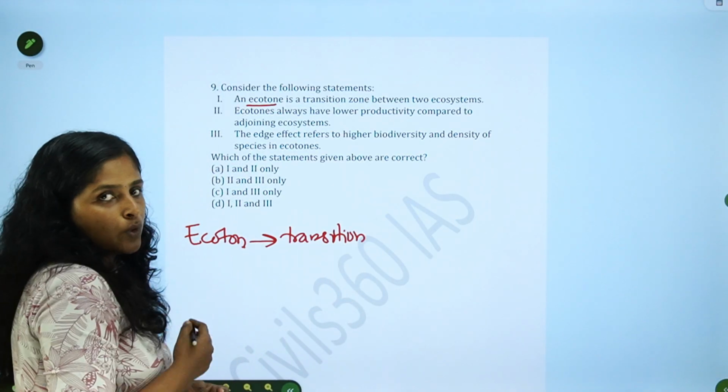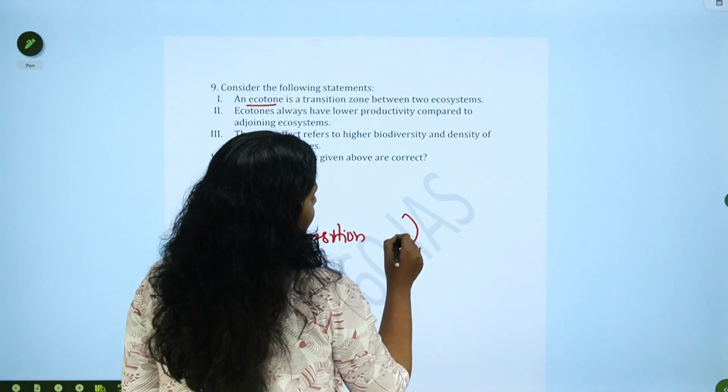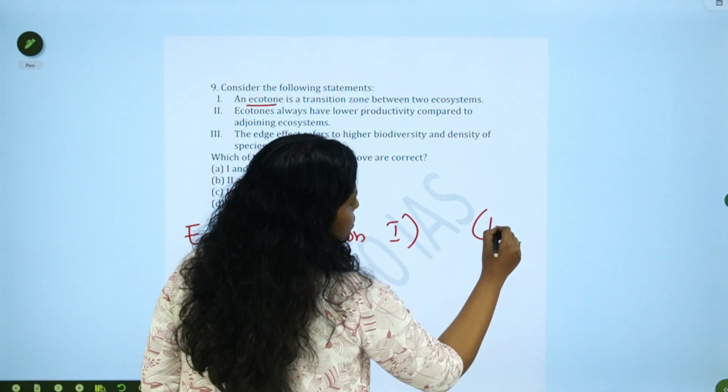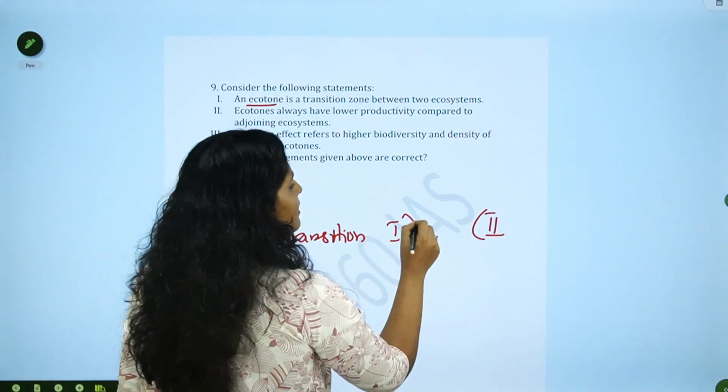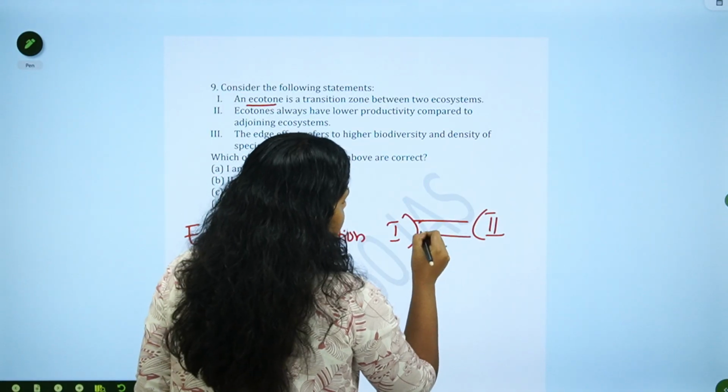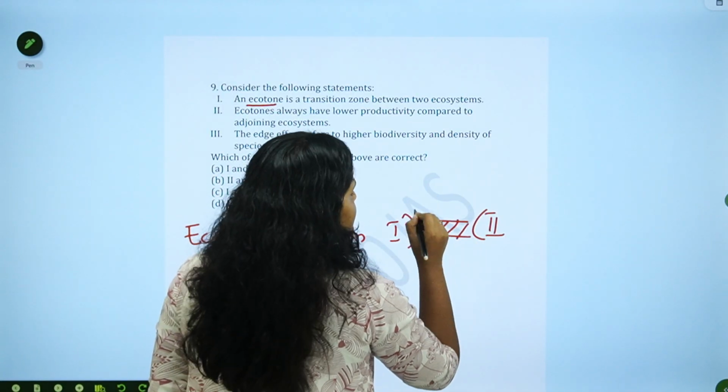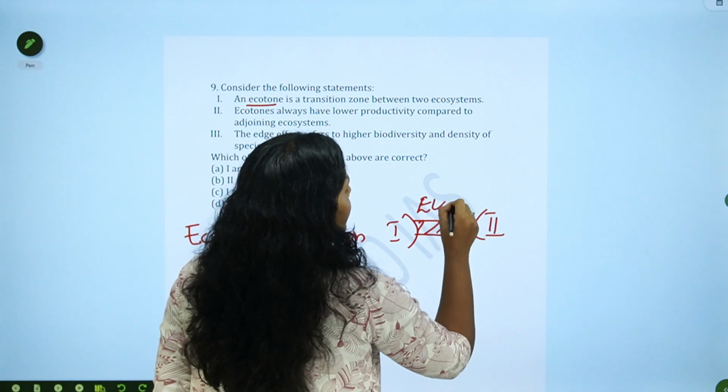A transition zone. Say this is ecosystem 1 and this is ecosystem 2. There will not be an abrupt change from 1 to 2. There will be some zone where this transition takes place, and this transition zone is called ecotone.